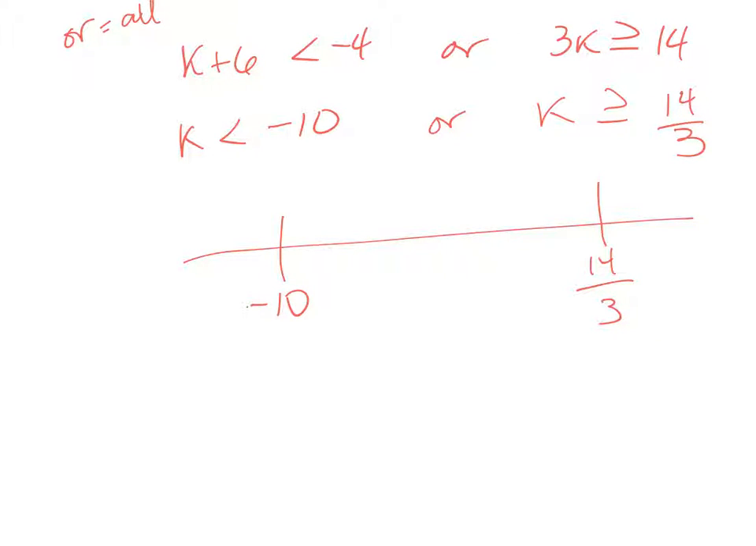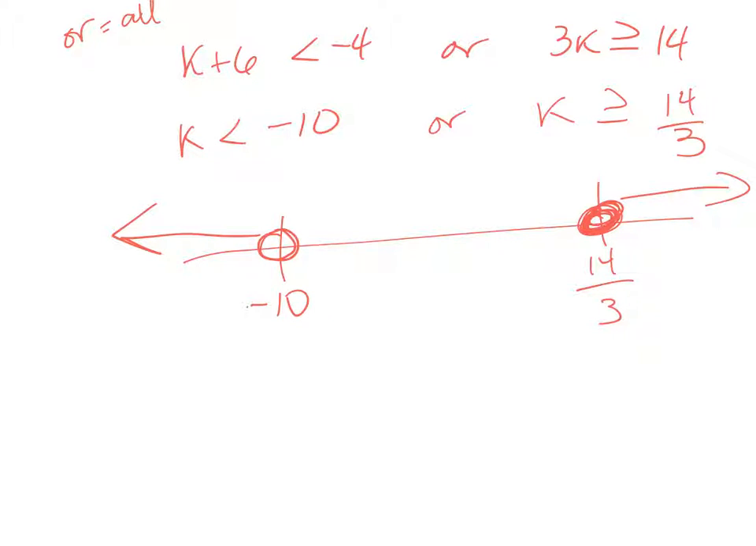And here with the -10 we have a donut. And it goes to the left. And with 14/3 we have a dot. And it goes to the right. So that would be the graph that goes with an or question.